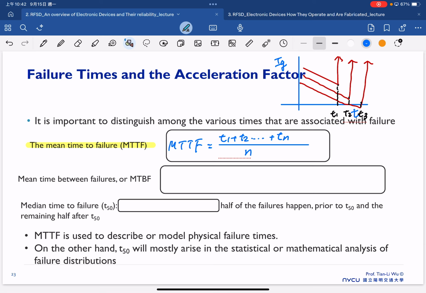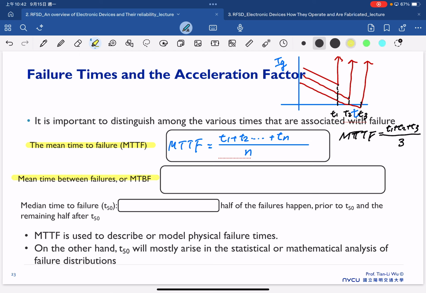So that means in our considered case for TDDB, the MTTF is (T1 + T2 + T3) over 3. So the calculation is very simple. And on the other hand, we have another one, what we call the mean time between failures.